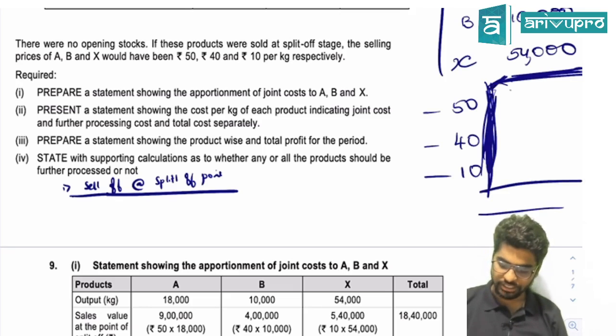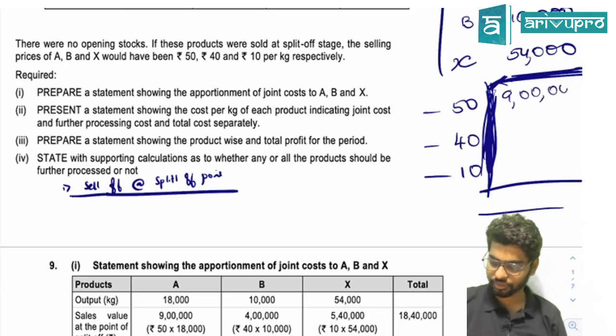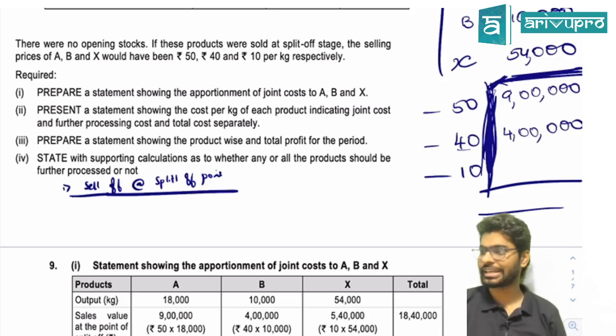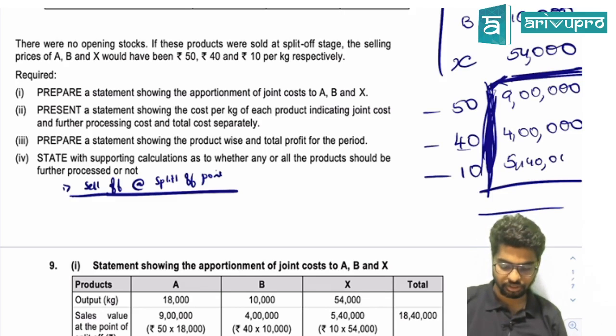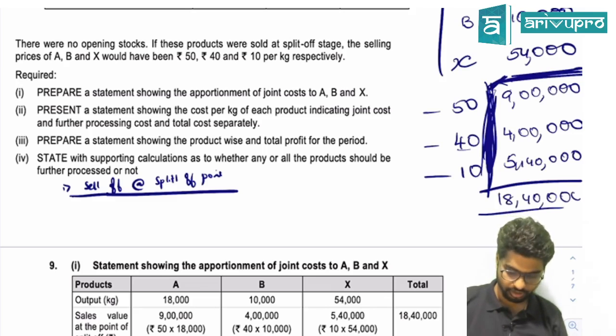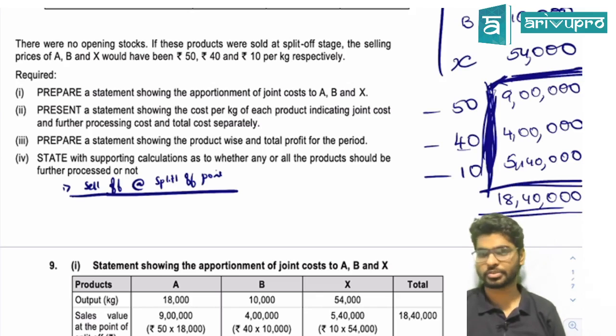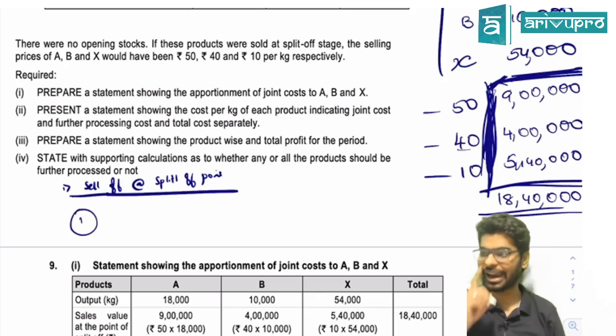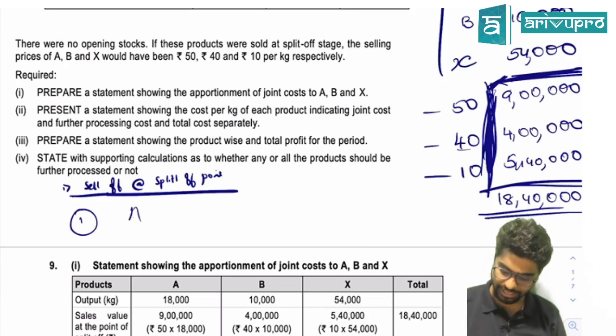That is, see here, for A it will become 18,000 into 50, that is 9 lakh. For B it is 40,000 into 10,000, 4 lakh. For C it is 54,000 into 10, it is 5 lakh 40,000. So, my total cost is 18 lakh 40,000, right.